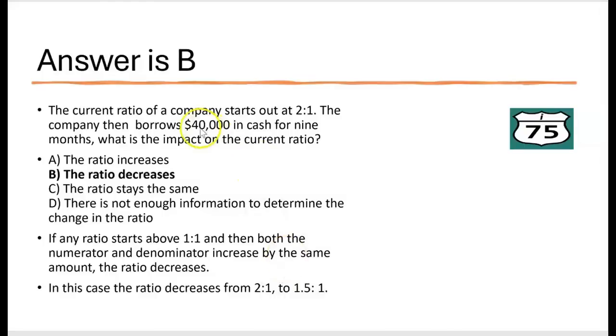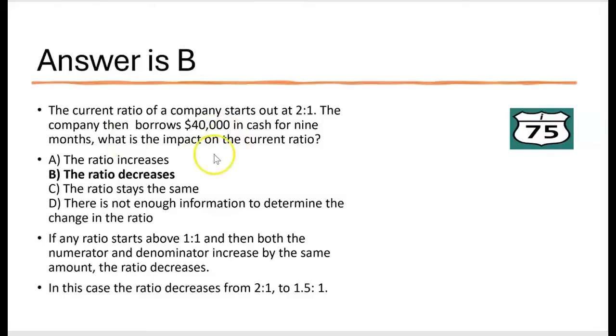So this question asked, the current ratio starts out at 2 to 1. The company then borrowed $40,000 in cash for 9 months. What's the impact on the current ratio? And the answer is the ratio decreased. And all we needed to do was to add 1 to both the numerator and denominator. Because numerator and denominator both increased by $40,000, by the same amount. So we added 1 to both sides.